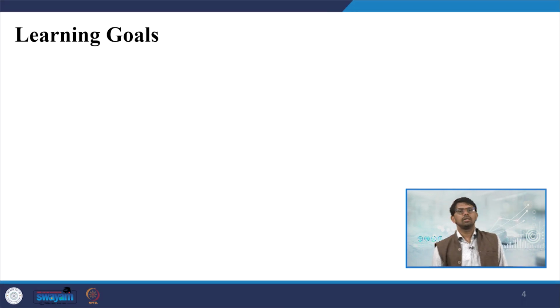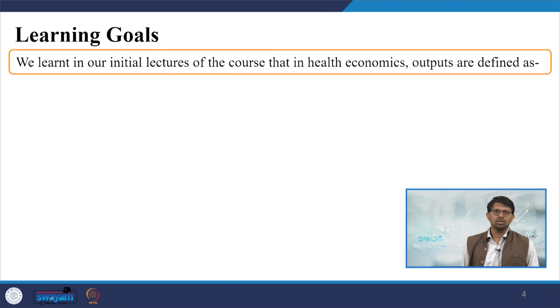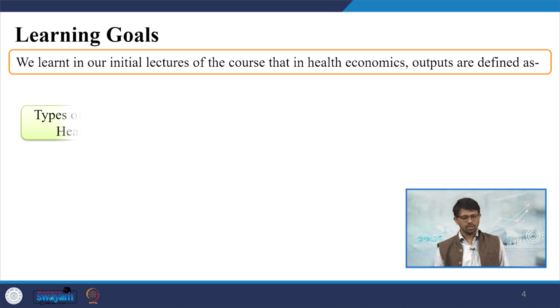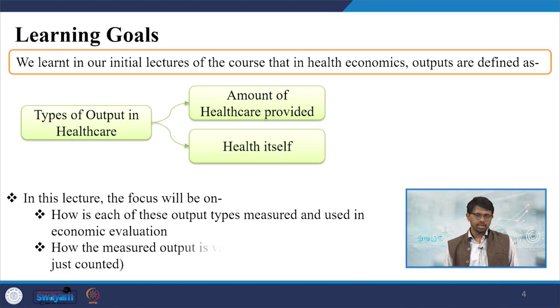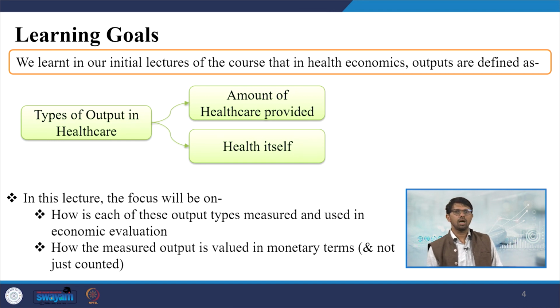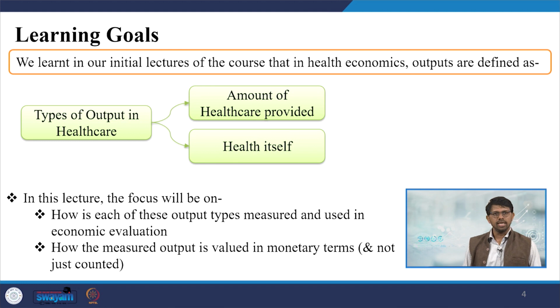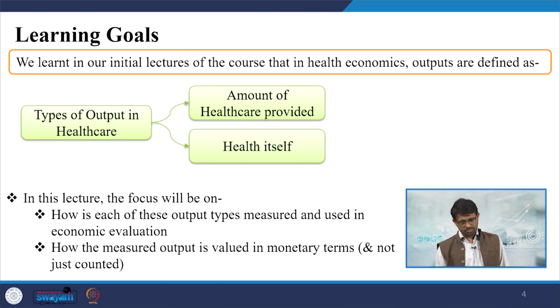In this lecture, we are emphasizing the specific aspect of evaluation. We learned in our initial lectures of the course that in health economics, outputs as types of output in healthcare are precisely the amount of healthcare provided or health itself. And in this one, hence we will be focusing on how each of these outputs or their types is measured and used in economic evaluation.